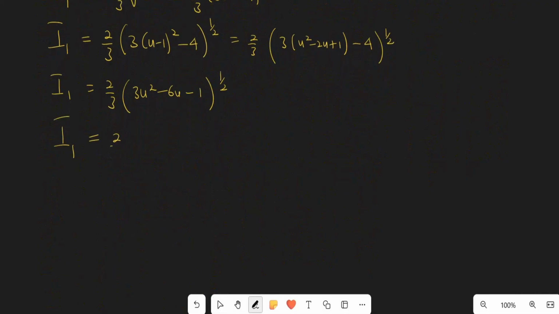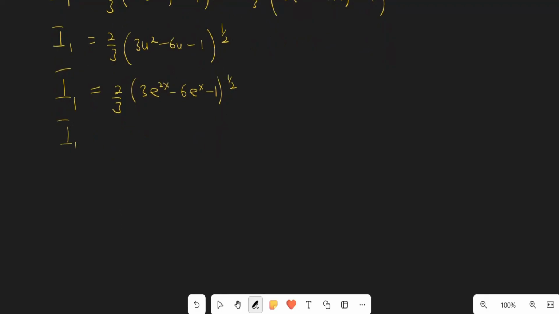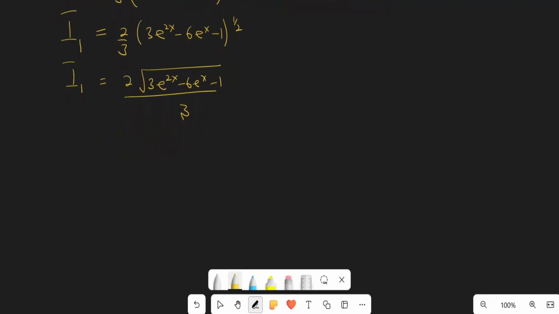I1 is going to be 2 over 3 and then 3u squared is going to be 3e to the 2x minus 6e to the x minus 1. This one raised to the power 1/2. So integral I1 is going to be 2 times the square root of 3e to the 2x minus 6e to the x minus 1, all over 3. This is the value of integral I1. Now let's switch colors and look at the integral I2.